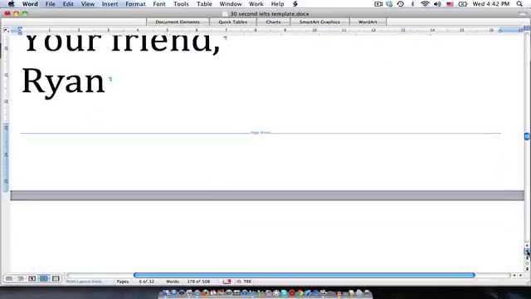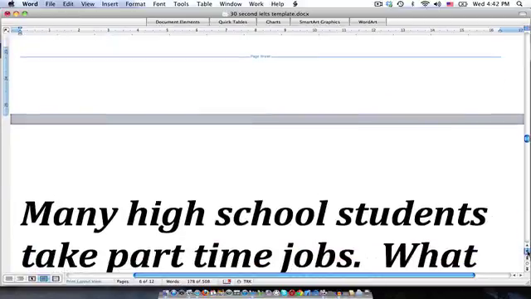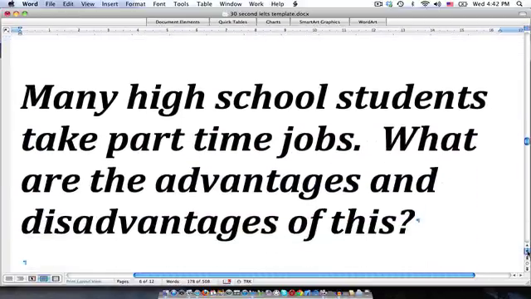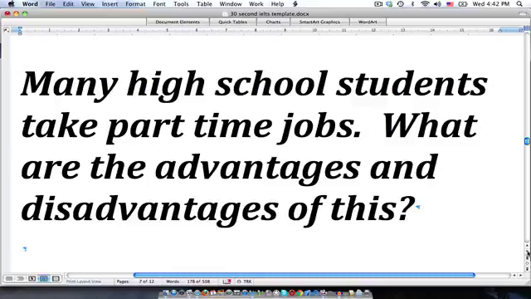Now let's move on to our essay. The essay question reads, many high school students take part-time jobs. What are the advantages and disadvantages of this? Okay, very straightforward answer. So it's asking us for our opinion, but because we're going to be sharing both advantages and disadvantages, like pros and cons, we're going to deliver this in a discussion essay format.